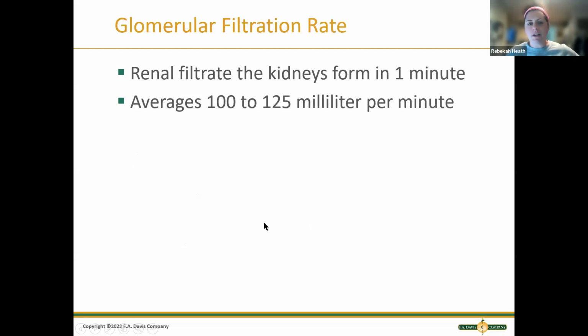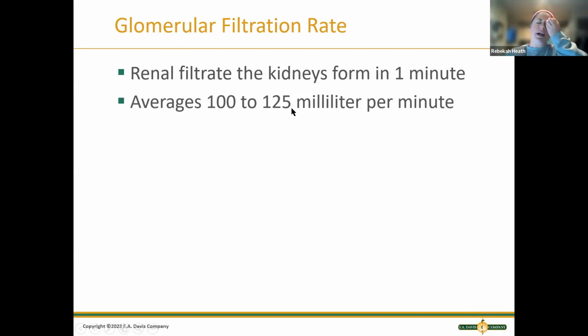So you're going to hear a term called glomerular filtration rate. Almost all the time, you're gonna hear this shortened to be GFR. When people are wanting to know their patient's kidney function, they're going to say, what is their GFR? That's a pretty common term. And that just means how much filtrate the kidneys produce in 1 minute. The average is about 100 to 125 milliliters per minute.